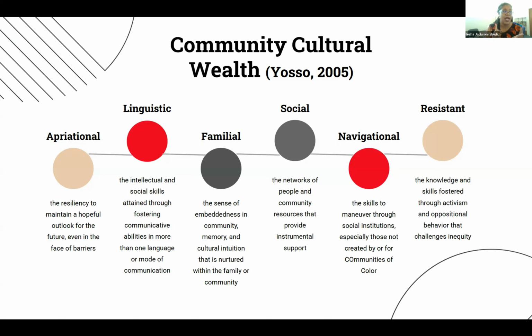For the sake of time, I'm going to highlight aspirational and resistant. So with aspirational capital, it helps students really hone in on their why. Many of the people in this room talked about being first generation college graduates. You had some sort of a why that helped you persist as the first person in your family to get a college degree that meant something to you.